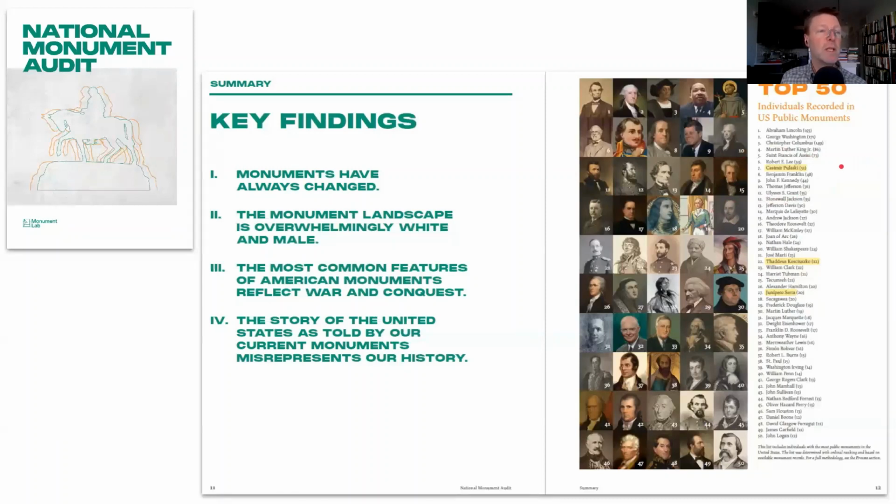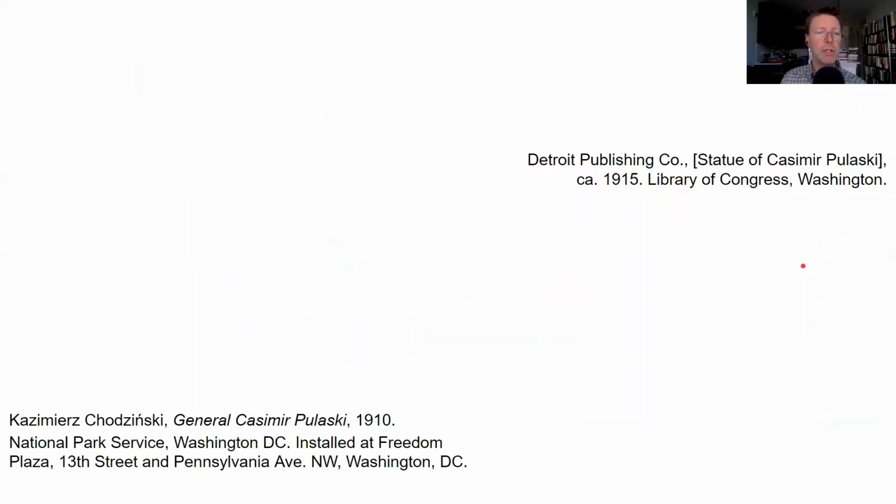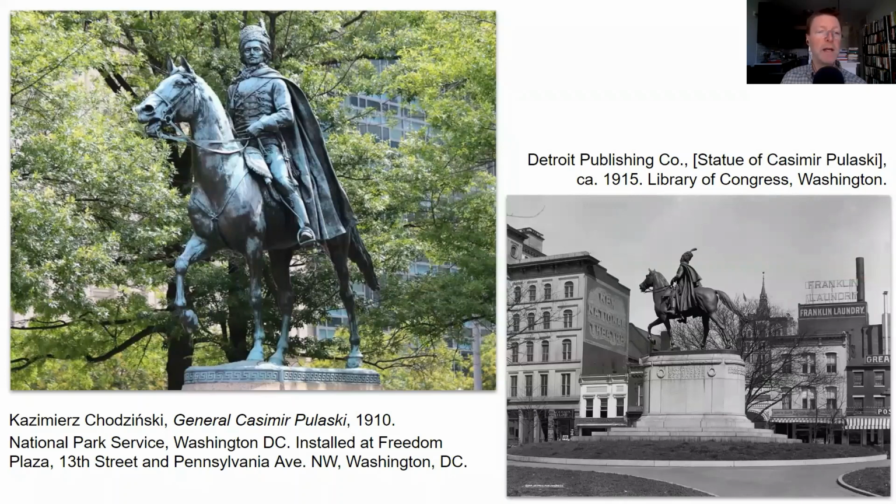Number 7 on Monument Lab's list, Casimir Pulaski with 51 public monuments. Number 22, Thaddeus Kosciuszko with 22. He's at 22 on the list with 22 monuments. I'm going to show just 2 of those. Both are by Kazimierz Chodzinski, the leading Polish-American sculptor of the first decade of the 20th century. Chodzinski lived in Buffalo from about 1903 to 1910, at which point he returned to Poland, where he became arguably the country's leading sculptor. He made the 2 most prominent and significant sculptures honoring Polish contributions to the 18th century American independence movement.